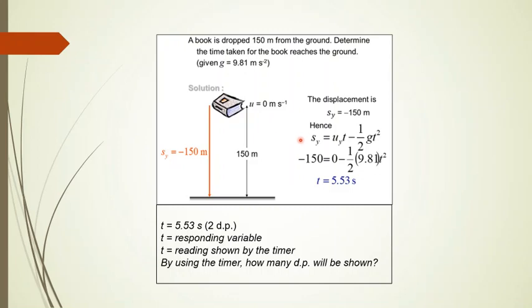Hence, sy equals uyt minus half gt squared. Substitute sy equals negative 150 and uy equals 0, and you will get the answer t equals 5.53 seconds. 5.53 seconds is to 2 decimal places, and t is the responding variable, and the reading shown by the timer as well. By using the timer, how many decimal places will be shown?